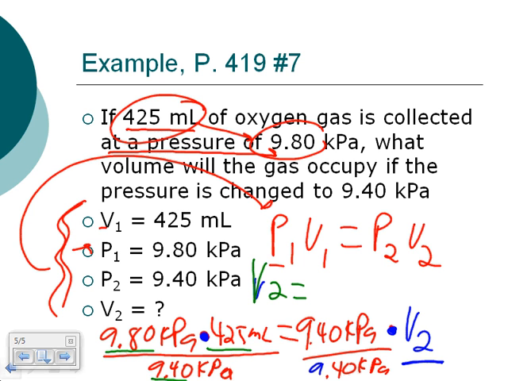So our V2 will equal 443 milliliters. That's going to be our final answer, 443 milliliters. 3 significant figures, because we have 3 significant figures in our numbers here.